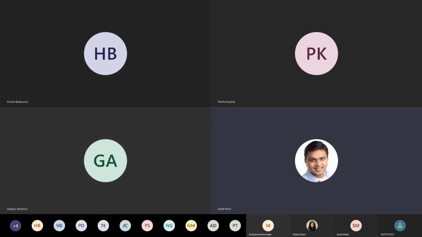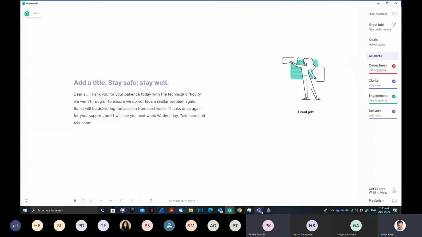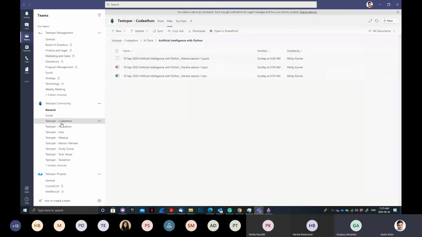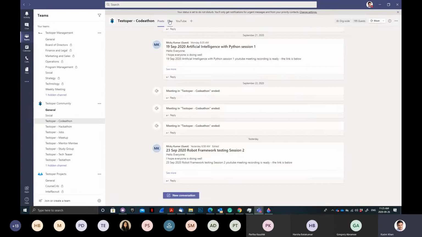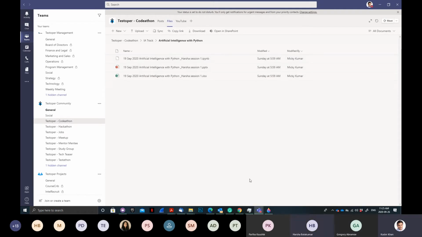Let me check on this for everyone to actually see. I'm sharing this quickly. So in the Teams, Codeathon and files. We are going through the intelligent automation track, IA, and this one right here. Is this what you're talking about? The first file is the Python file.